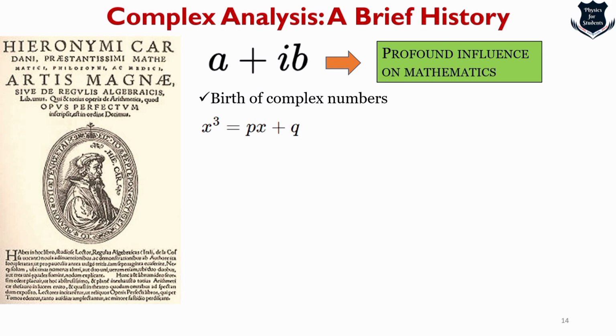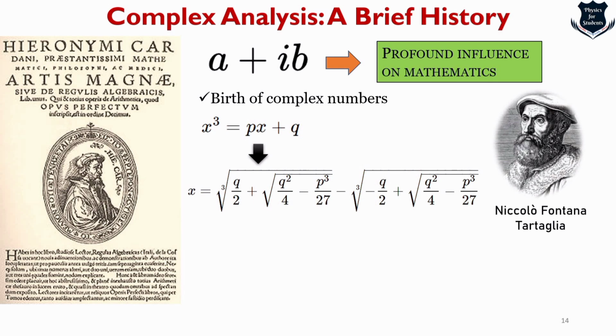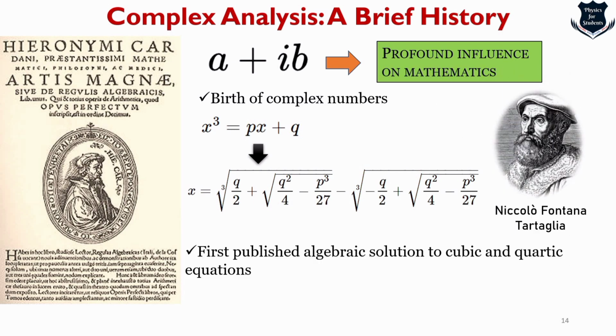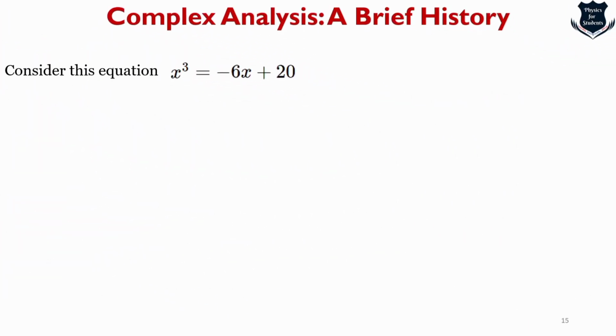Now, it is well known that the solution of x cube equals px plus q was developed by Italian mathematicians, and Girolamo Cardano showed that this could have a solution which is given by this. Now, he took this formula from his predecessor, Niccolo Fontano Tartaglia, and this book, which actually is the foundation of complex numbers, gave the first published algebraic solution to cubic and quartic equations, and Ars Magna contains the first occurrence of complex numbers, which is explained in this chapter.